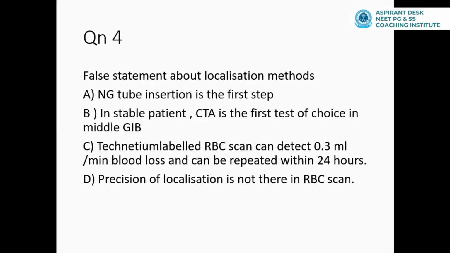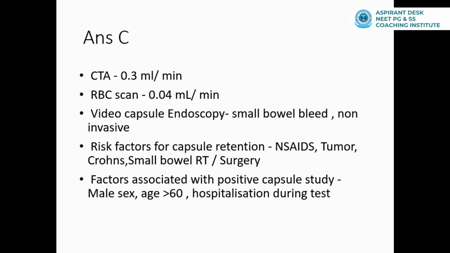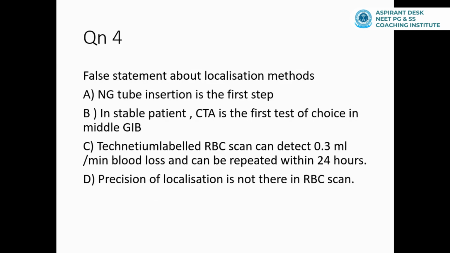First one is correct. NG tube insertion is the first step. So answer is C. CT angiogram detects 0.3 ml per minute, and RBC scan could even detect 0.04 ml per minute blood loss. The other options are correct. Precision of localization is not there in RBC scan. There is no way to tell which quadrant it is bleeding from. That we could identify by RBC scan, but precise localization is not possible.